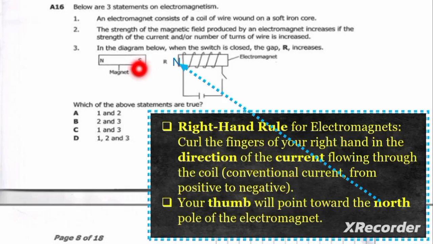So we can see that here we have south, here we have north. We need to remember that opposite poles attract and like poles repel. So this gap would decrease. The reason being this magnet will be attracted to this one and this one will be attracted to this one. So gap R will be reduced, not increased. Therefore our answer here is A, not D. I made the mistake here. Our correct answer should be A: 1 and 2 are true statements. We are done with this question.